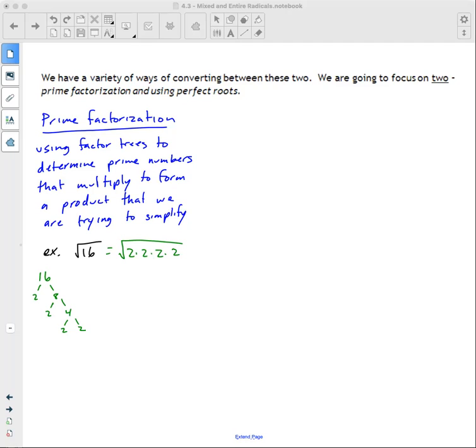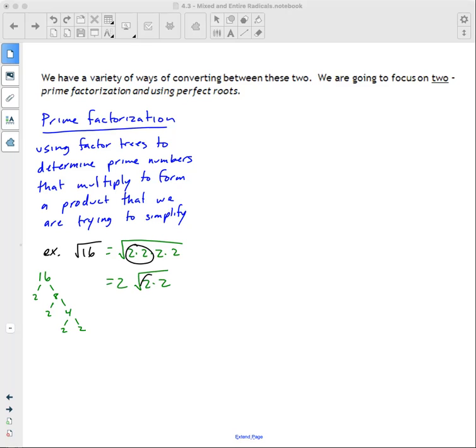Remember, when we're doing square roots, we're looking for pairs. Note that we have 2 pairs here. Once we have a pair, we can take it outside. I'm going to simplify this in 2 steps. Once you have a pair, 2 times 2 is equal to 4, and if we take the square root of 4, it equals 2, right? And then we're still going to have those 2 2's left inside because we haven't taken them out yet.